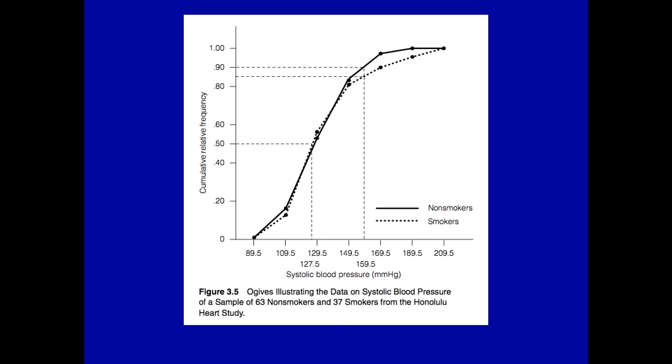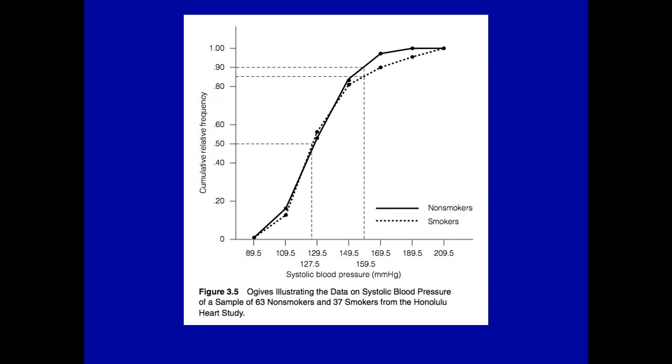Percentiles can be obtained from this. The 90th percentile is that observation that exceeds 90% of the set of observations and is exceeded only by 10% of them. Percentiles can be readily obtained. In our example here, the 50th percentile, or the median, for non-smokers is a blood pressure of approximately 127.5 millimeters of mercury, and the 90th percentile is 159.5 millimeters of mercury.